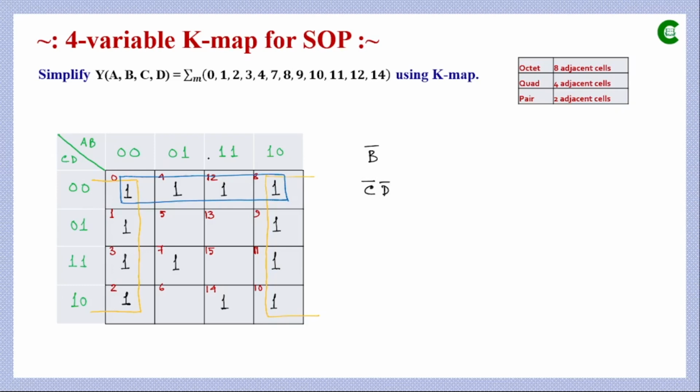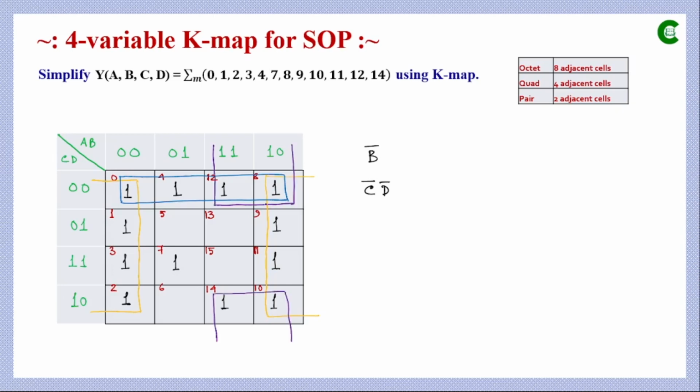Now again we can see that these two cells and these two cells are adjacent cells, and among these 4 adjacent cells there is still one cell where we have one which is not yet part of any group, though the rest 3 are part of 2 other quad or octet, but still taking these 4 adjacent cells we can form a new quad.